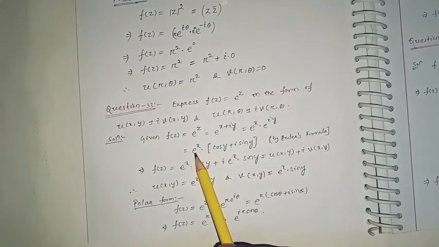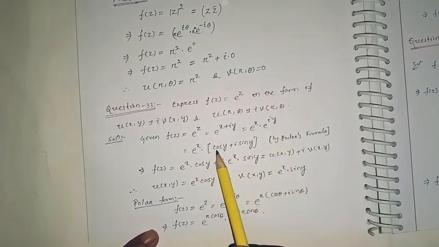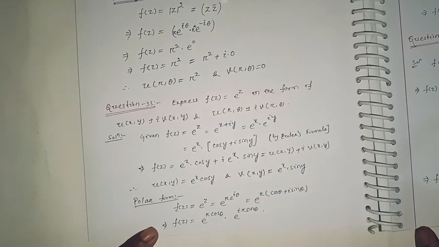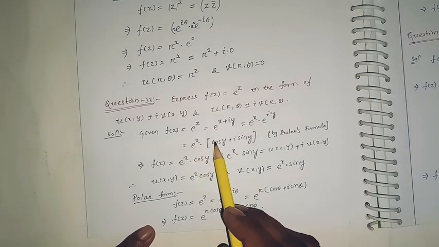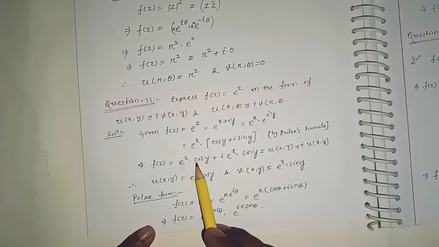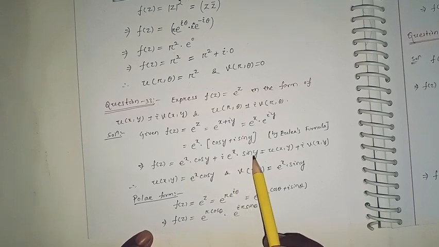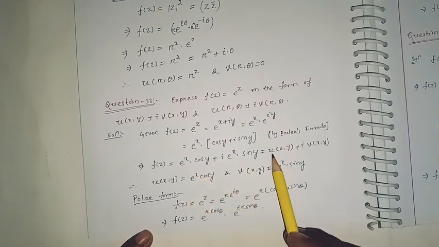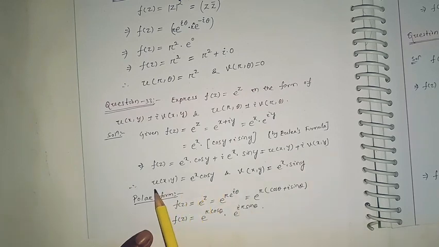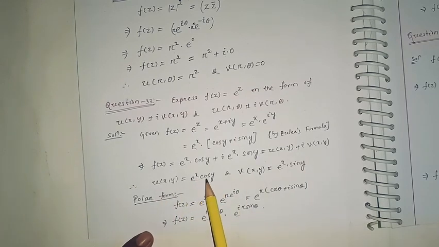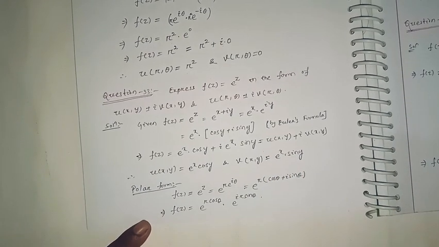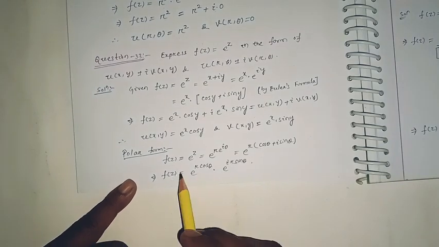e^x written as such, times e^(iy), can be written as cos y plus i sin y by Euler's formula. Just multiply this e^x with both terms. So it will be e^x cos y plus i e^x sin y. Here you can see this is in the form of u(x,y) plus i v(x,y), where u(x,y) is e^x cos y and v(x,y) is e^x sin y.